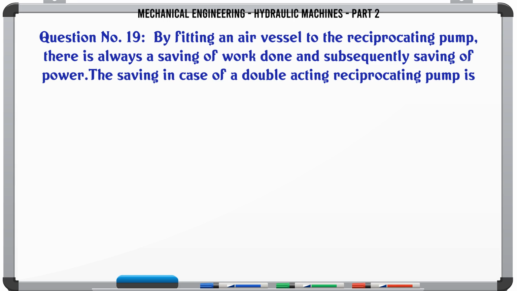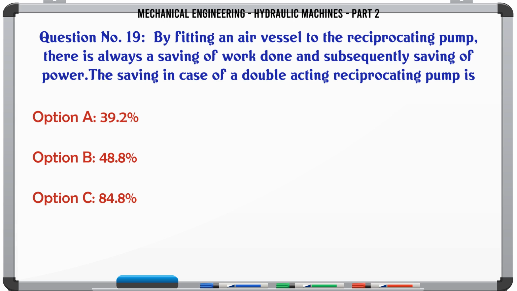By fitting an air vessel to the reciprocating pump, there is always a saving of work done and subsequently saving of power. The saving in case of a double-acting reciprocating pump is A. 39.2, B.